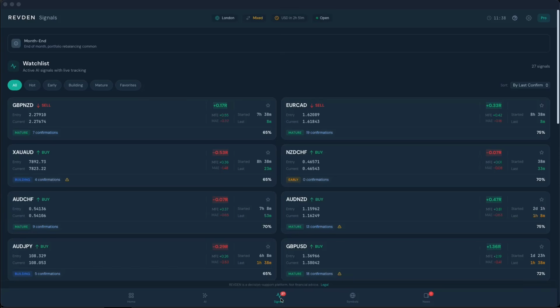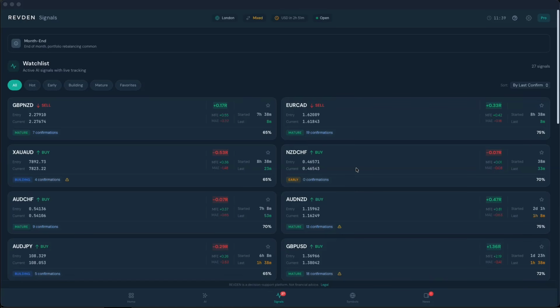This is where REVDEN becomes really powerful for my workflow, the signals view. I have this list sorted by last confirmation, which is also the default setting. That way I immediately see which setups are fresh and which ones are losing relevance. Let's do the pre-selection first.